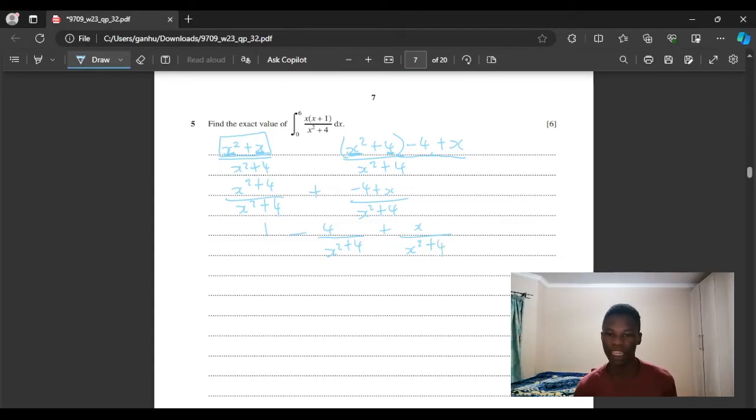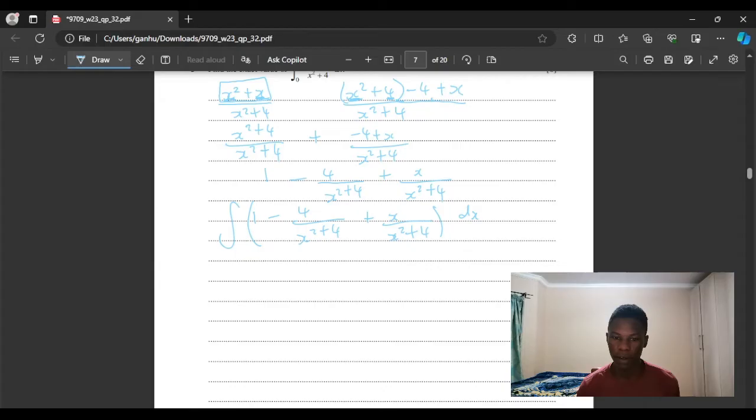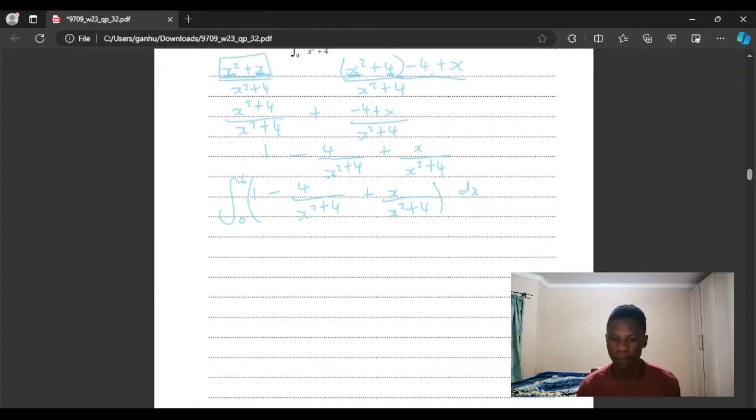So only when you've split this into partial fractions can you begin the actual integration. So let's integrate this. That's 1 minus 4 over x squared plus 4 plus x over x squared plus 4. And this is all with respect to x. And our limits are from 0 to 6. Okay. So we've got 1. If you integrate 1, you get x.